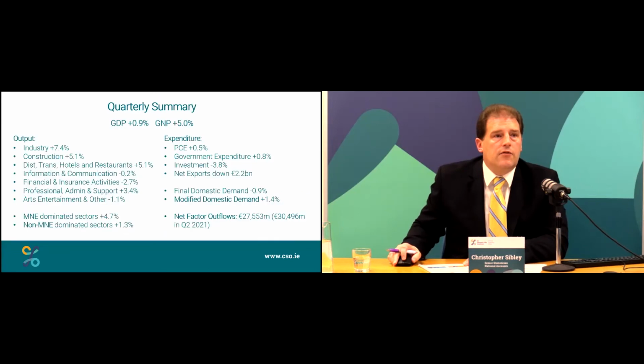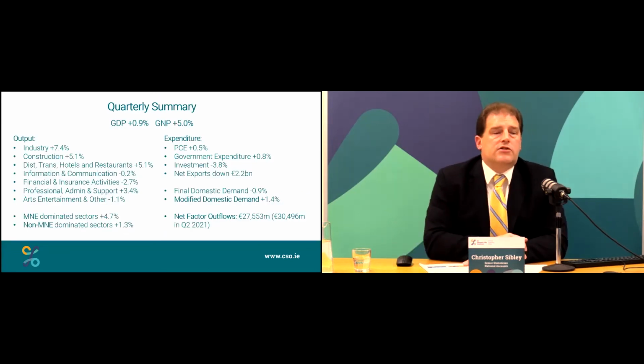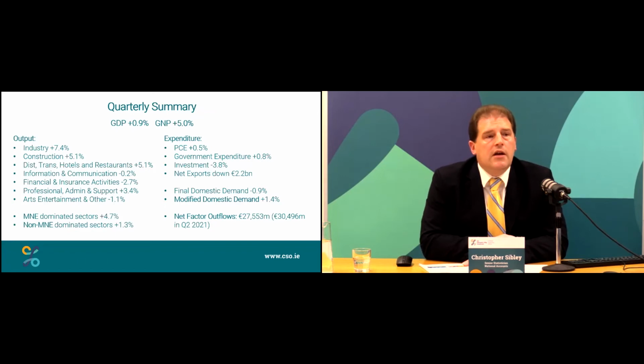So to sum up for me, going anti-clockwise, I'll start with GDP up the top, 0.9%. Looking at the output side of the accounts, we have industry, the biggest sector, up 7.4%. Second biggest sector, information and communication, down 0.2%. Both of those have various timing issues around M&Es. Then we have two big domestic sectors, construction and distribution, transport, hotels and restaurants, both up 5.1%. And then some falls in some of the other sectors, financial and insurance activities and arts and entertainment.